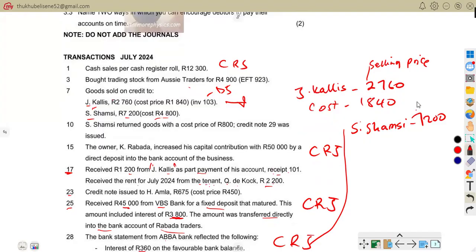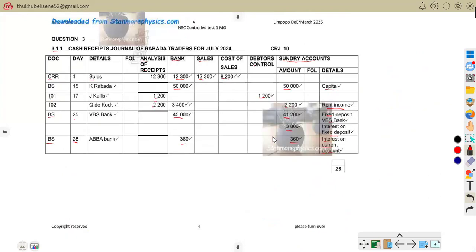7,200 is our selling price. What about the cost price? The cost price is how much? 4,800. So the debtors journal shows the selling price as well as the cost of sales. So that is that. Now let us go straight to our answers.